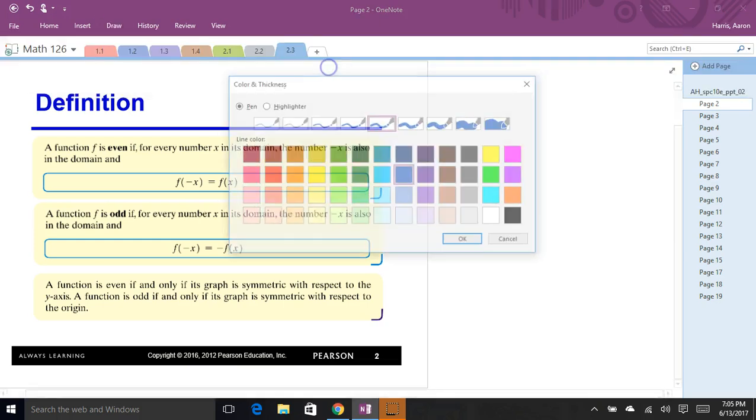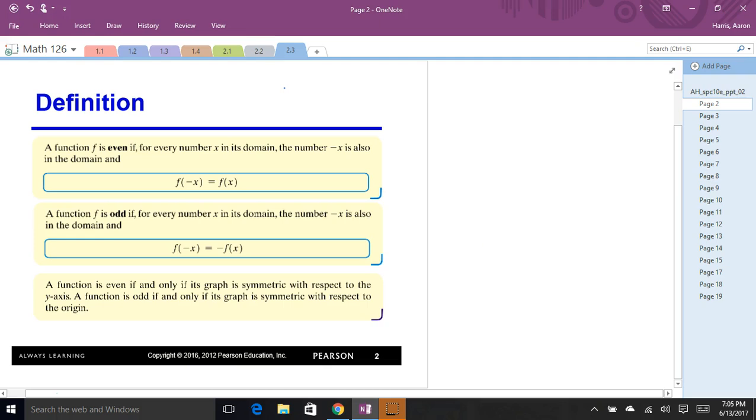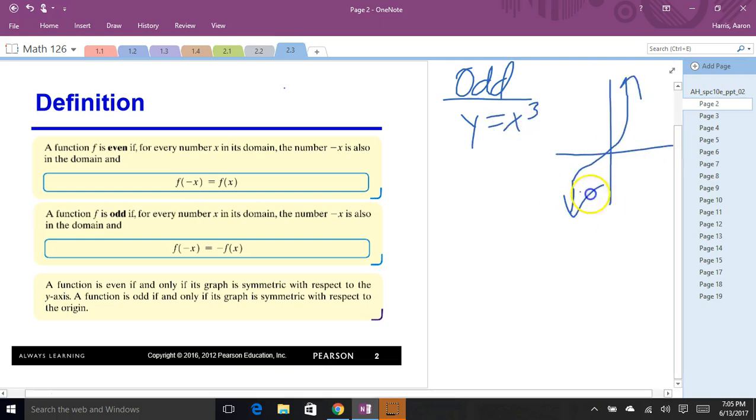So, for instance, odd, you want to think of the x cubed function. So you have the point like 2, 8, x, y. That means you're going to have the point negative x, negative y. You'd have the point negative 2, negative 8.